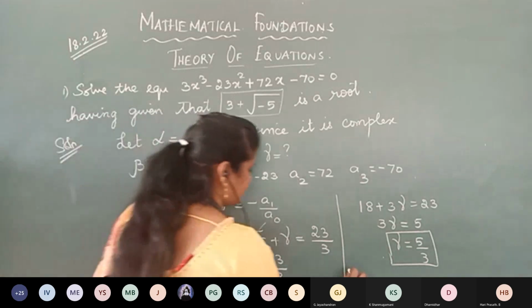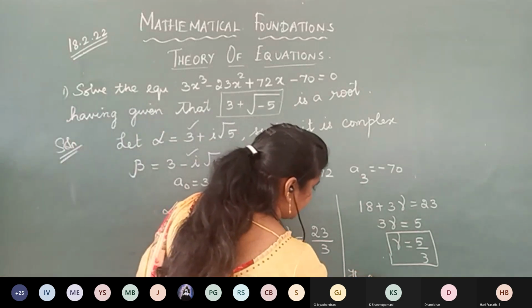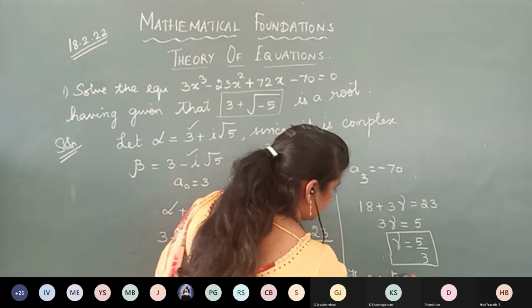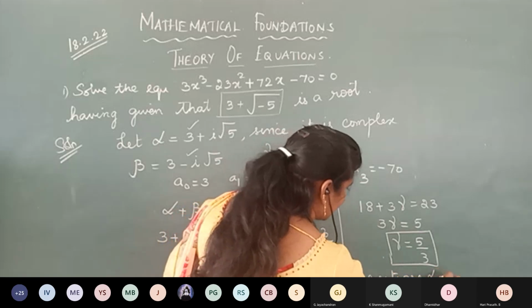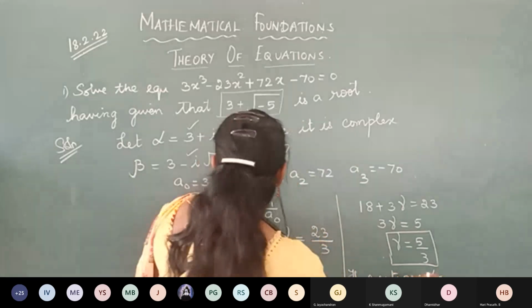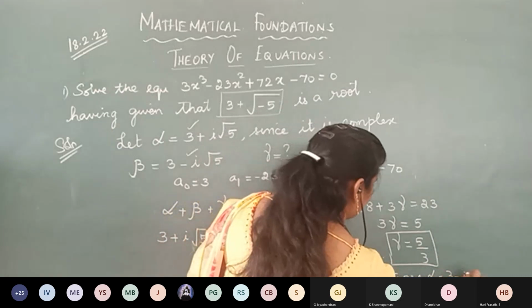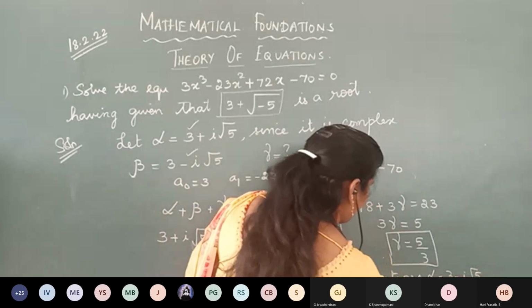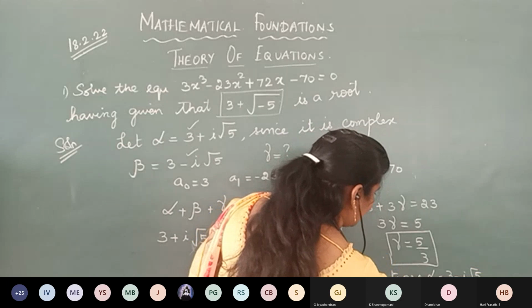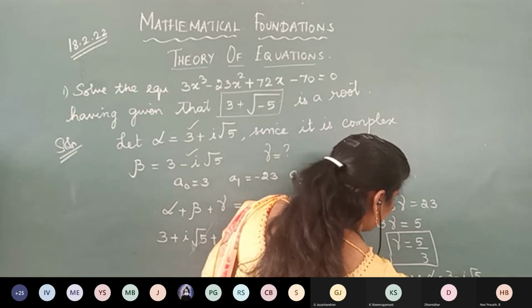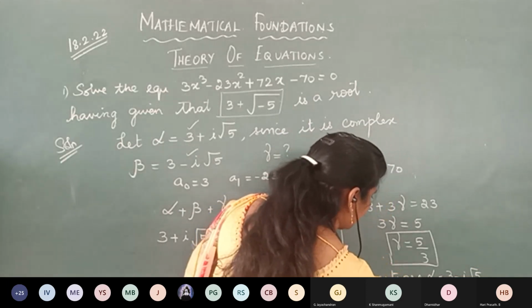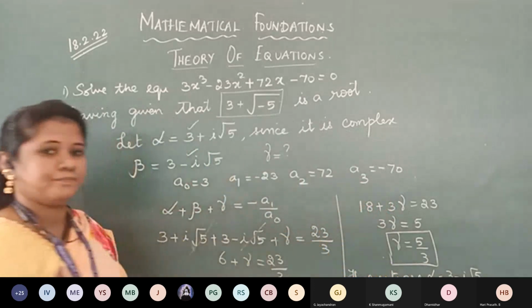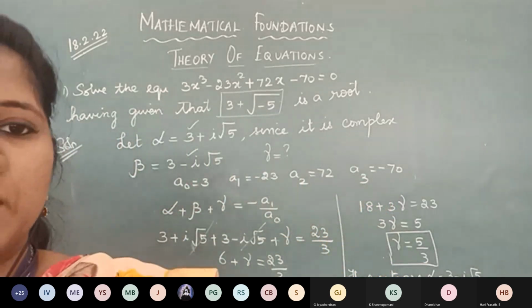So you will write all the roots are: alpha is equal to 3 minus i root 5, beta is equal to 3 plus i root 5, and gamma is equal to 5 by 3. Okay, we'll write it.